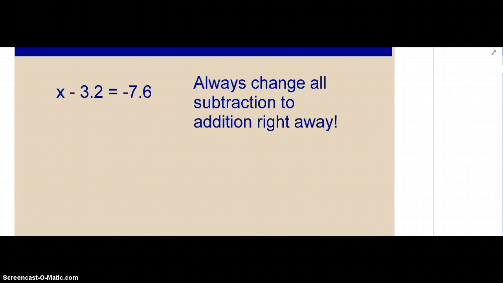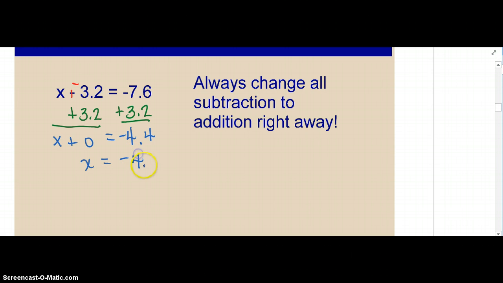So here's an example with decimals. We always want to change subtraction to addition if we see subtraction. What are we going to add to both sides? Positive 3.2, right? And show the addition symbol to show that the operation we're performing is addition. Then we're adding a positive 3.2. So we end up with x equals -4.4. I'm going to pause and do a check step. And you can see that my answer is correct because my check step works.